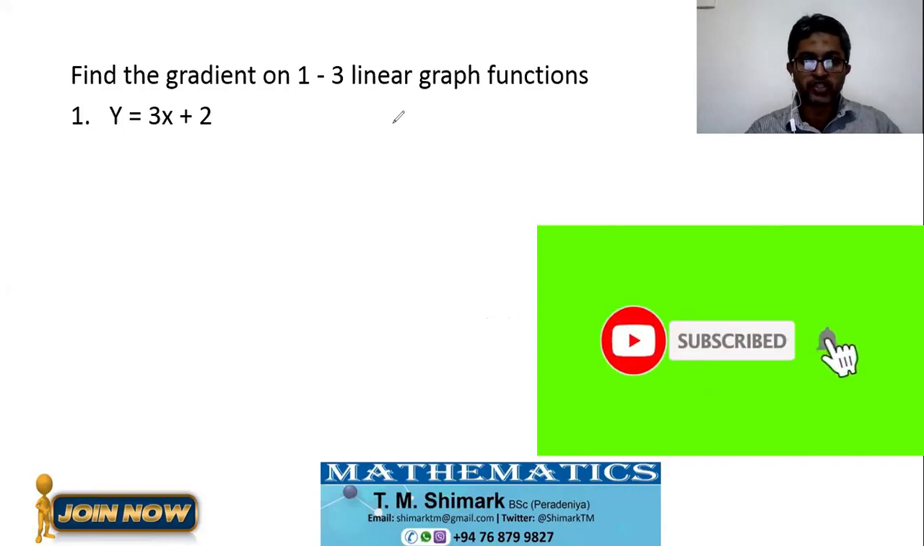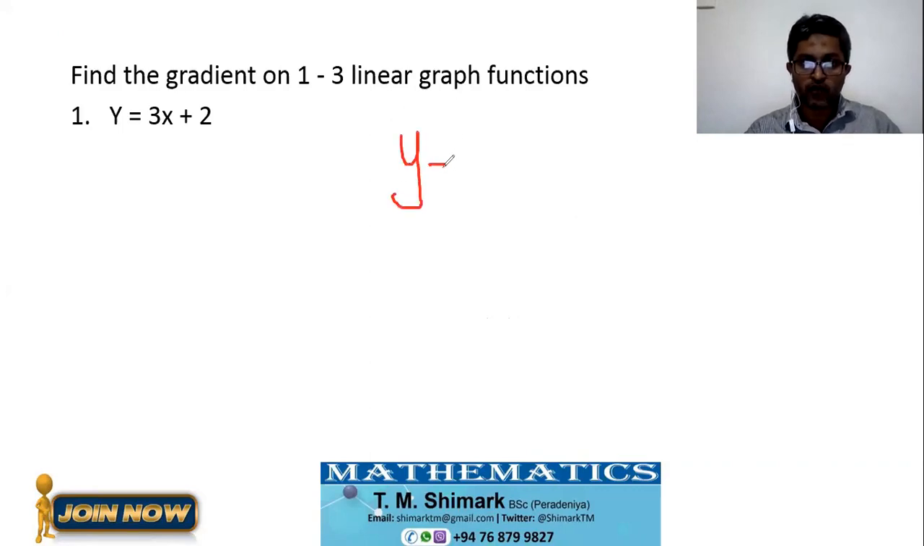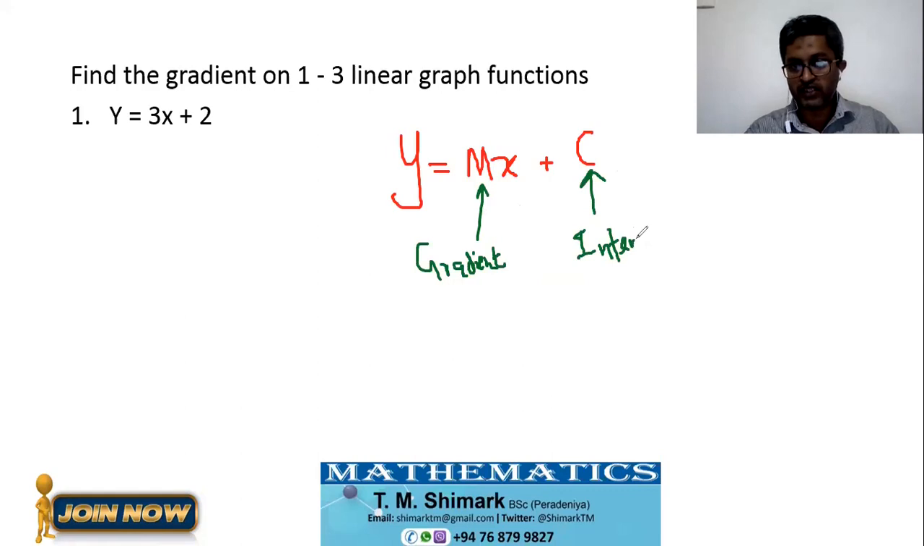General equation for a graph. We told y equals mx plus c. This is a general formula where this m is the gradient and c we called the intercept, right? Intercept, we will see what it is. These are the two things that we have introduced. Gradient, we were just discussing about gradient.